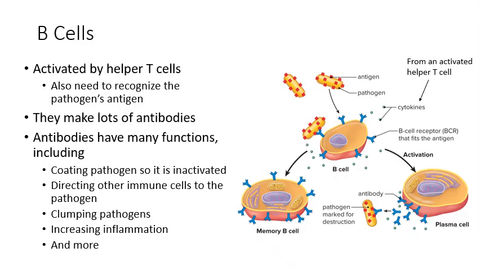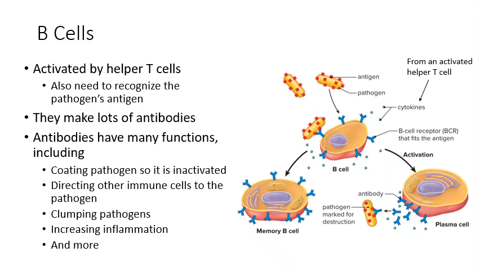The last kind of cell in the adaptive immune system is the B cell, which is the one that makes antibodies. B cells will actually bind to their antigen directly on a pathogen, but again, they're not going to activate unless they bind to the antigen while they're also receiving cytokines from an activated helper T cell. Once the B cell turns on, it will start dividing and making antibodies.